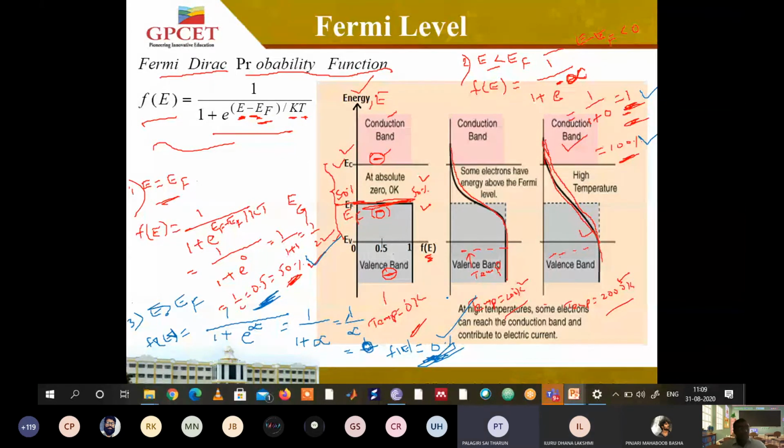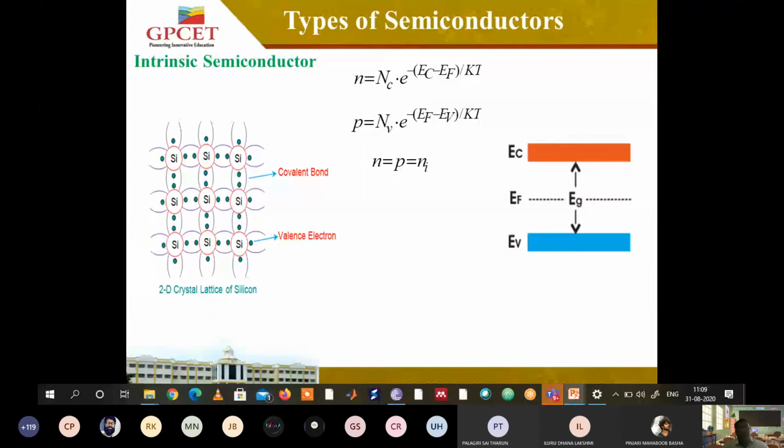So this is regarding Fermi level. We'll go with another topic which is called types of semiconductors.